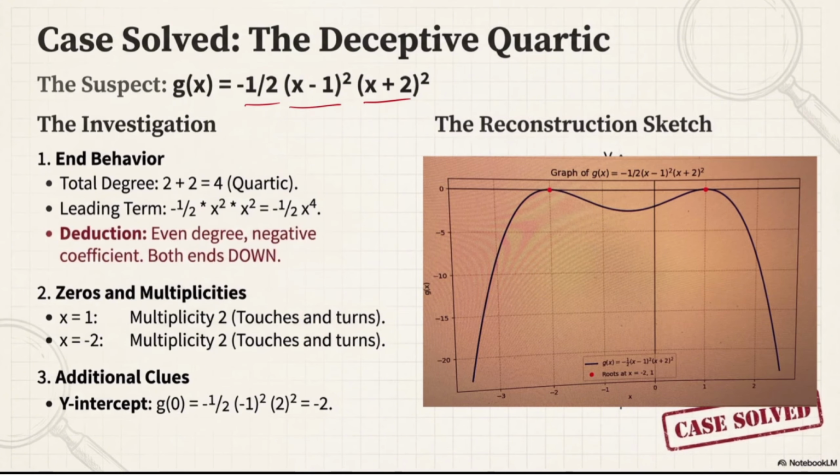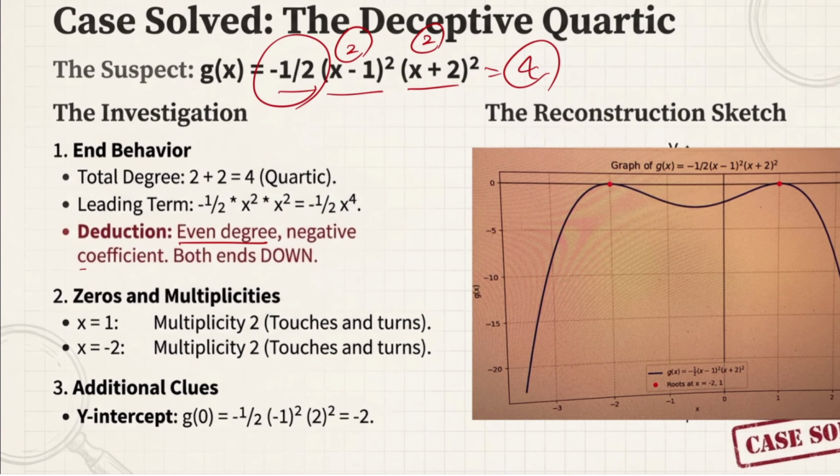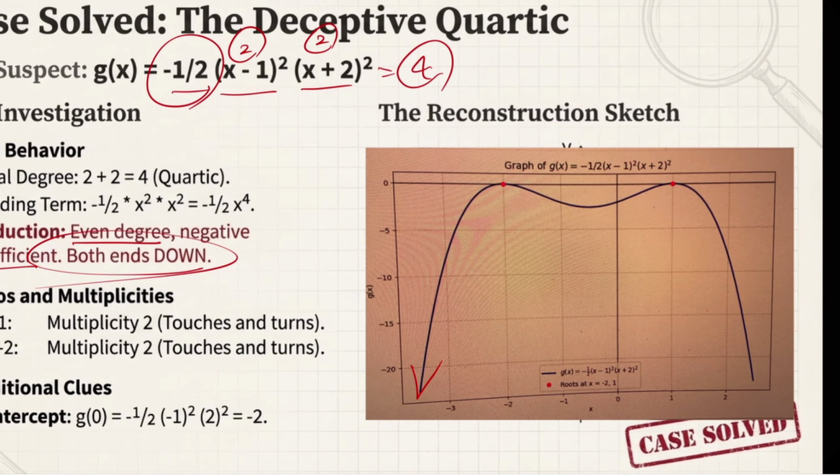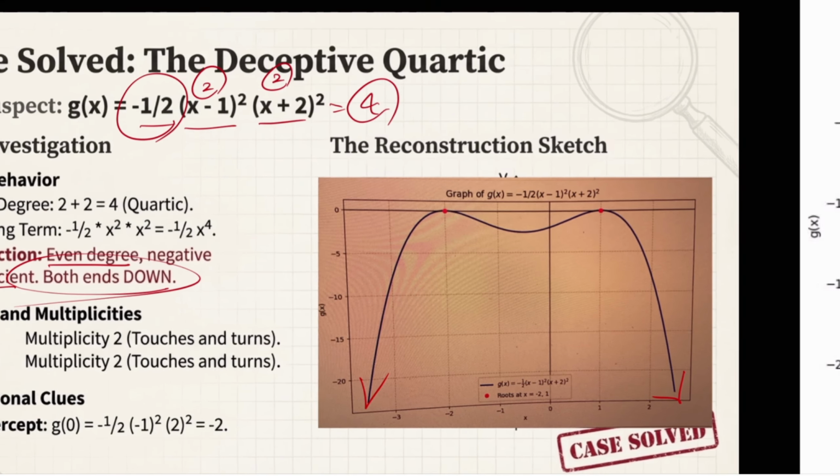First of all, let's look at the degrees, and the leading coefficient is going to be negative, okay? Degree is 2, and another 2 degree is 4. So what do I have? I have even degree, and I have a negative coefficient. It means that both ends go down, and it is going to be something like this. Both sides go down, right?